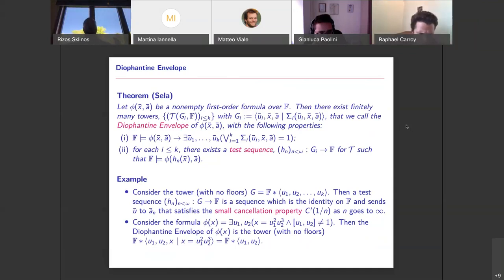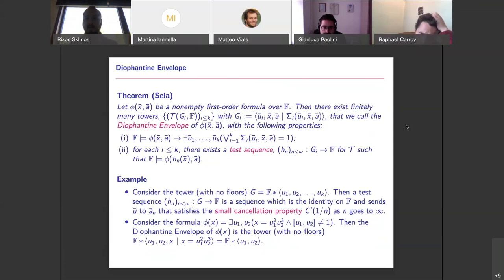And if you now go a step back and consider our situation, what we want to do, we don't really want to understand exactly how the solution set of our formula looks. What we really want is to find two elements that do not commute, right? So it's enough that I have some partial understanding of how some solutions look. So for our purposes, we don't lose much by moving to an envelope. So let me state things properly here. So here is how the theorem of Sklinos goes.